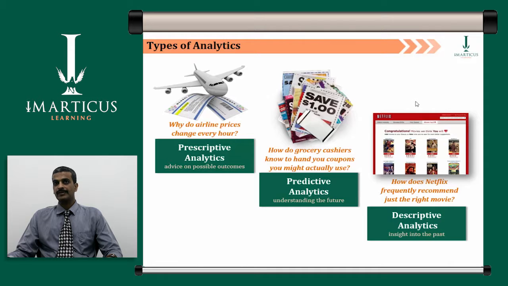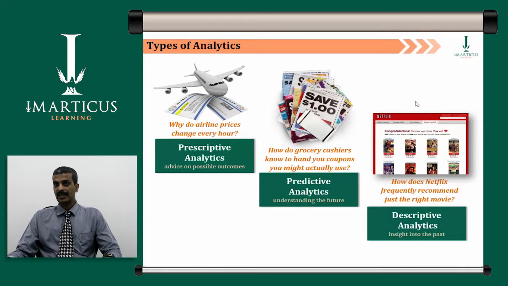We have a very good scenario here to understand predictive analytics. How do grocery cashiers know to hand you coupons you might actually use? When you visit an outlet and buy certain items repeatedly, they have all your data stored in their transactional systems. They can analyze the data, understand the pattern, and identify the behavior. They can conclude how many times you visited the outlet, how many times you bought a particular item, what the category of that item was, and which items you haven't bought so far, and they can hand you coupons that you might actually use in future. They push you for items you haven't purchased yet, and there are higher chances that the customer will convert into a potential buyer.